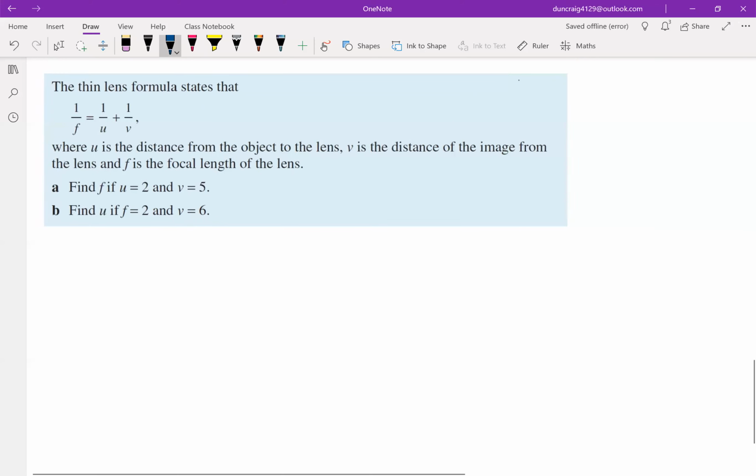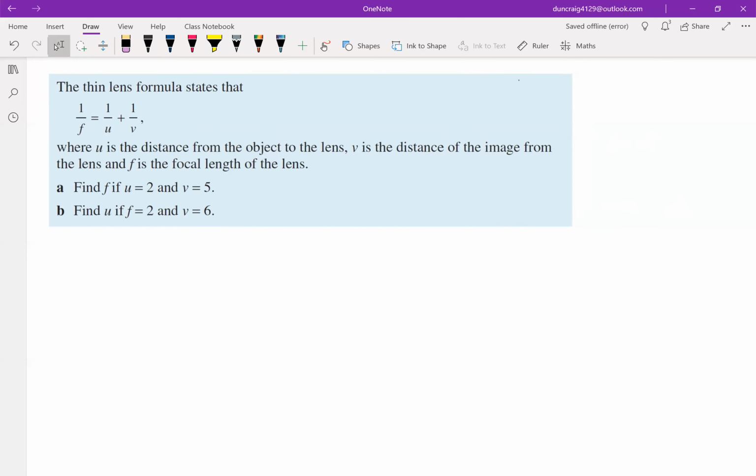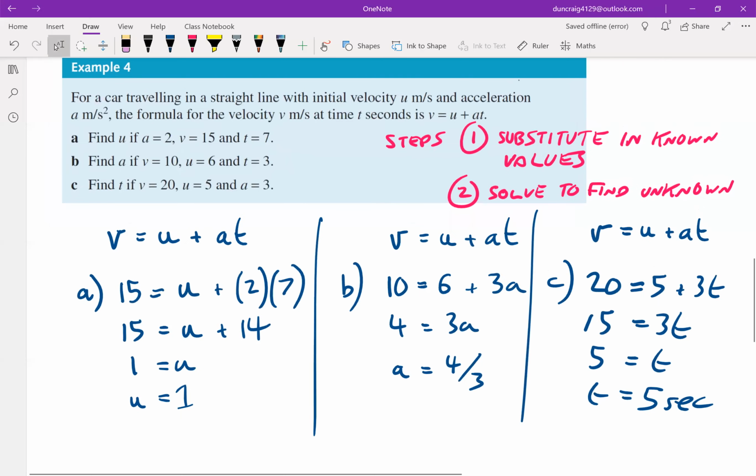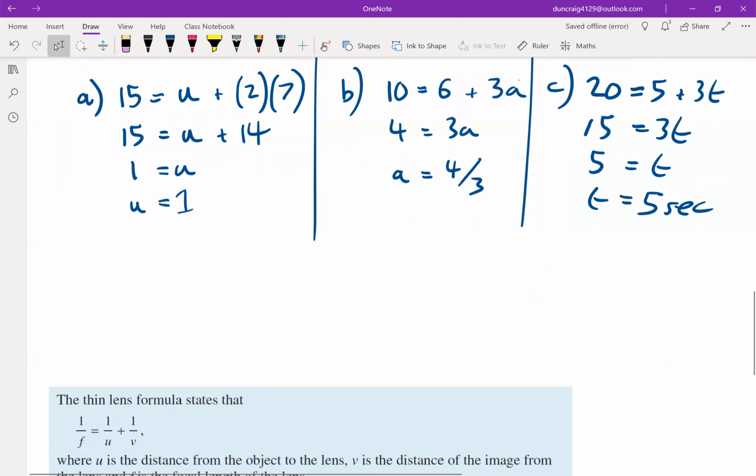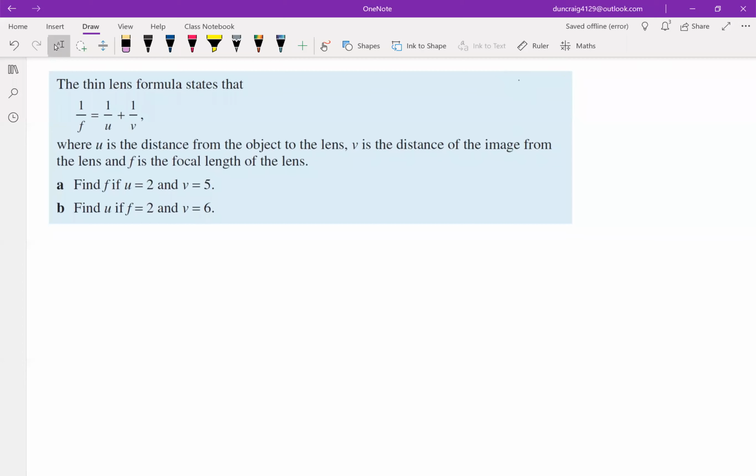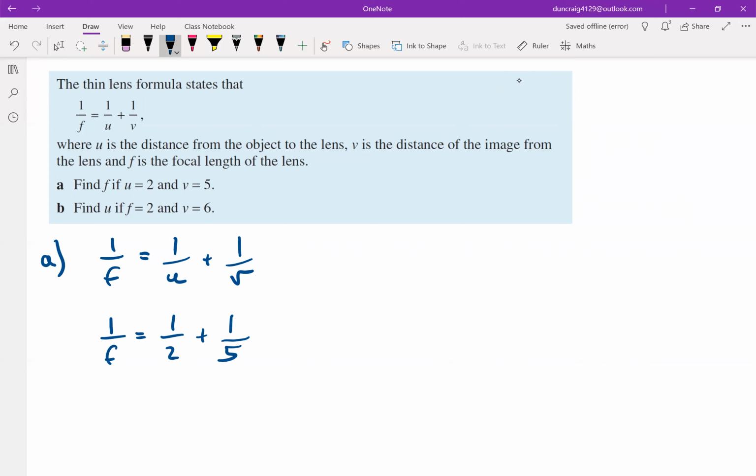All right, so let's do what we did before. So we're still going to use the same thing as what we did back up here. We're going to substitute the known values and then solve to find the unknown, except we've got a slightly harder formula here. So I'm just going to write out the formula. First up, 1 over f is equal to 1 over u plus 1 over v. All right, we'll find f first up, so I'm going to just put in the values. U is 2, v is 5, so 1 over f is equal to a half plus a fifth.